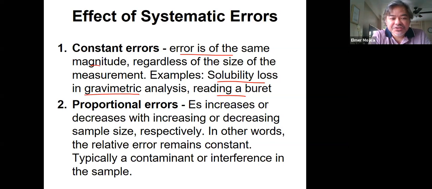And then number two, there's a proportional error. The errors may increase or decrease with increasing or decreasing the sample size respectively. So in other words, the relative error remains constant. Either if you increase or decrease, if you look at the percentage of the increase and the decrease, it increases because you use more sample. So it's still a constant error. Typically, it happens when you have a contaminant or interference in the sample. Okay?